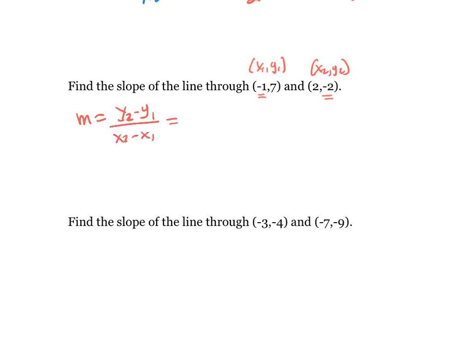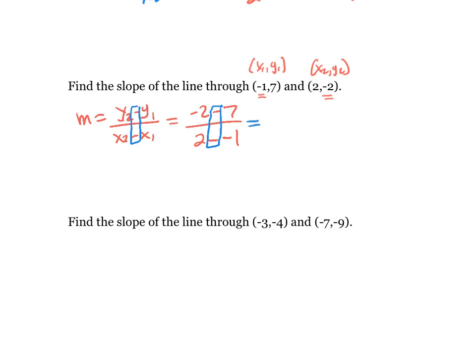Now, here's where we have to be careful about the negative signs. So y2 is -2, and y1 is 7. x2 is 2, but x1 is -1. But I still am going to subtract that -1. Okay? So just keep that in mind. When we're doing slope, we always subtract. Okay? It's always subtraction. If the x or y value has a negative sign, we just include that in the equation.